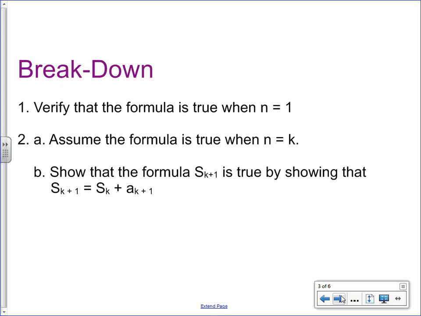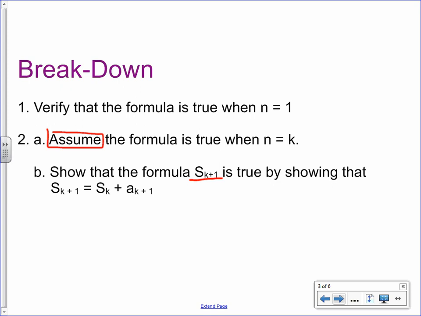So we start with 1. Then we are going to assume. You are literally going to write the word assume in your proof. Assume the formula is true when you have k instead of n. So you're going to write the word assume, and then you're going to write your formula, but instead of n's, you're going to use k's. K is representing a specific integer without actually giving it a value. Then we're going to show that the formula is true for k plus 1.